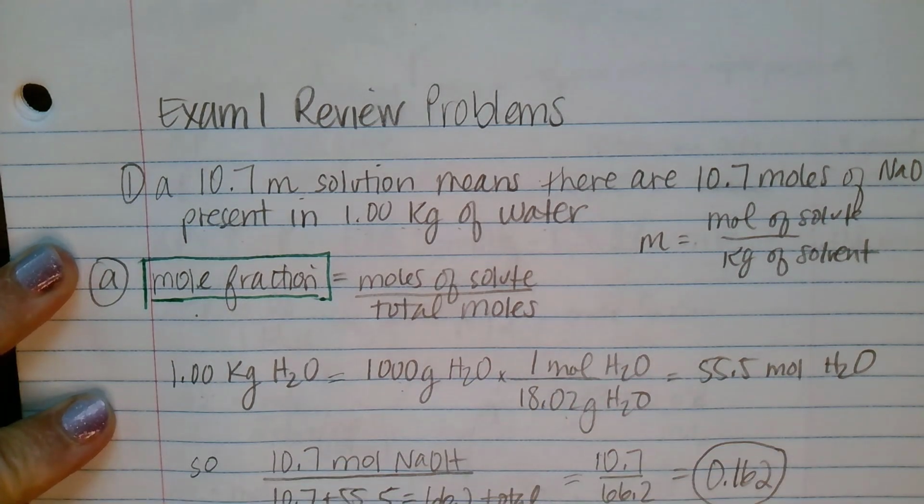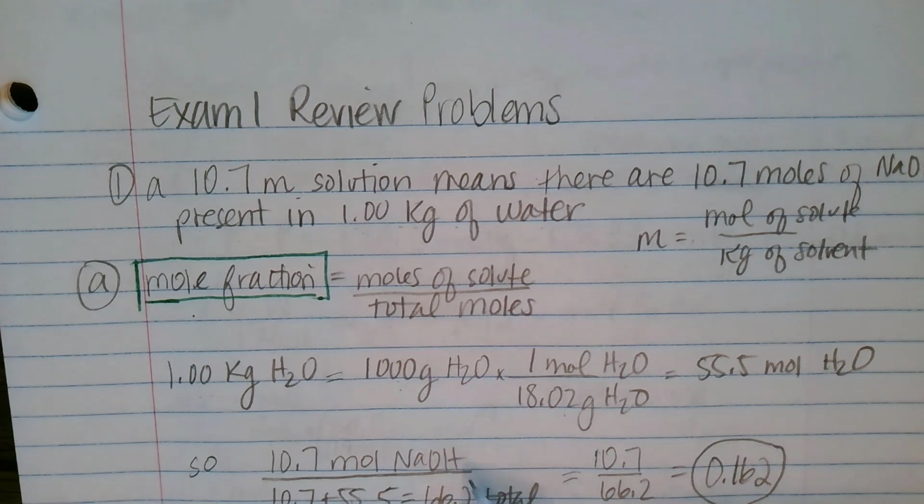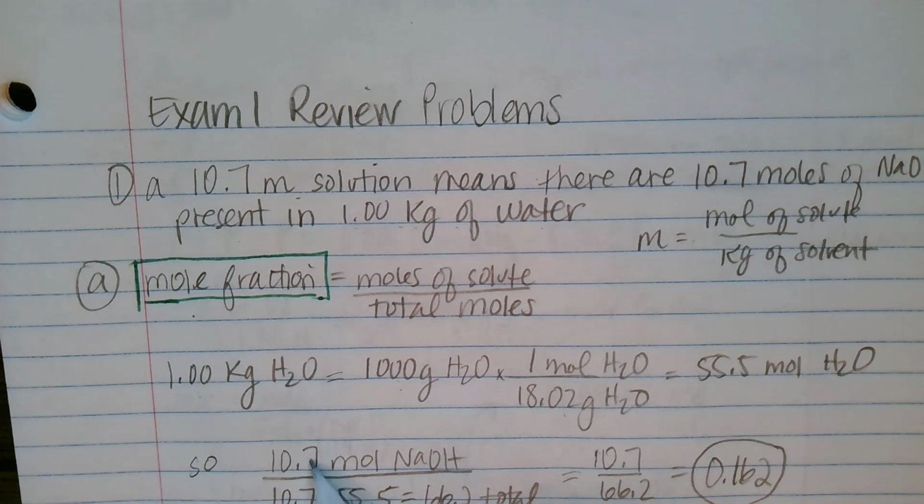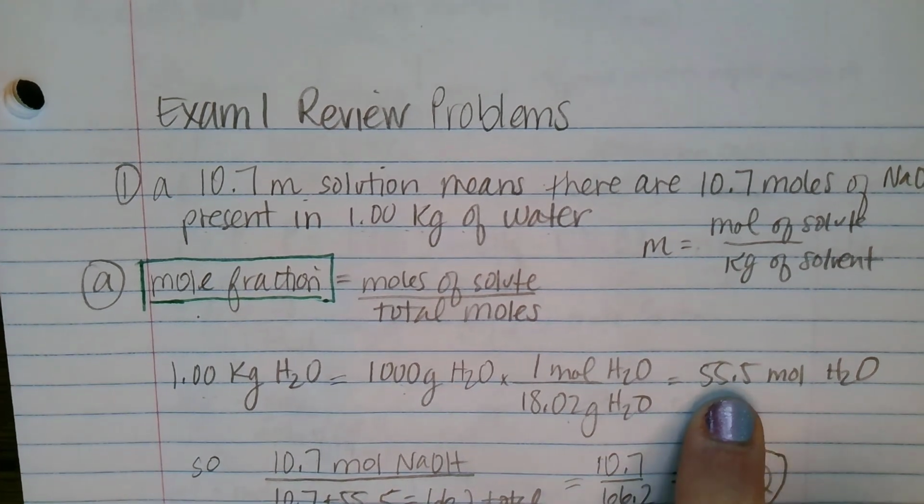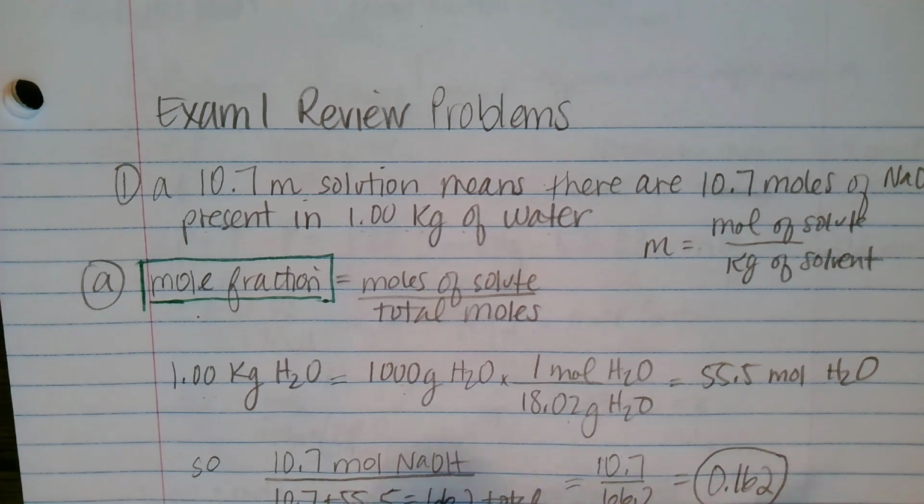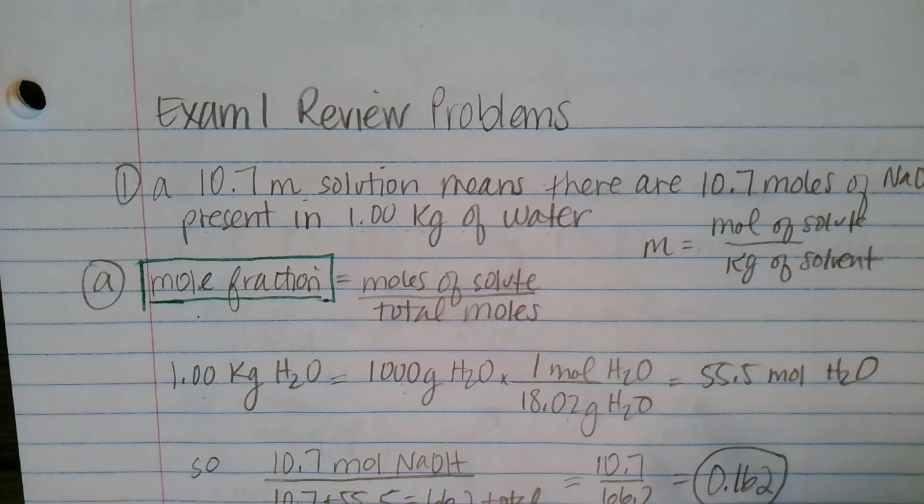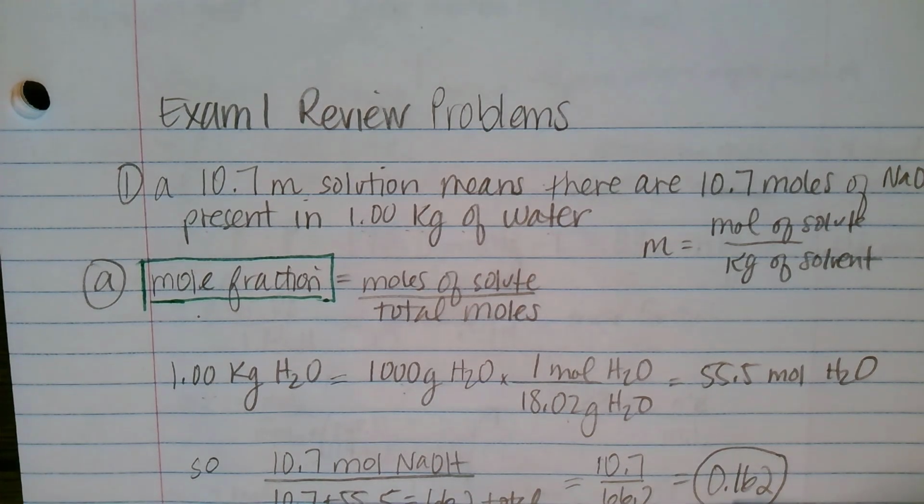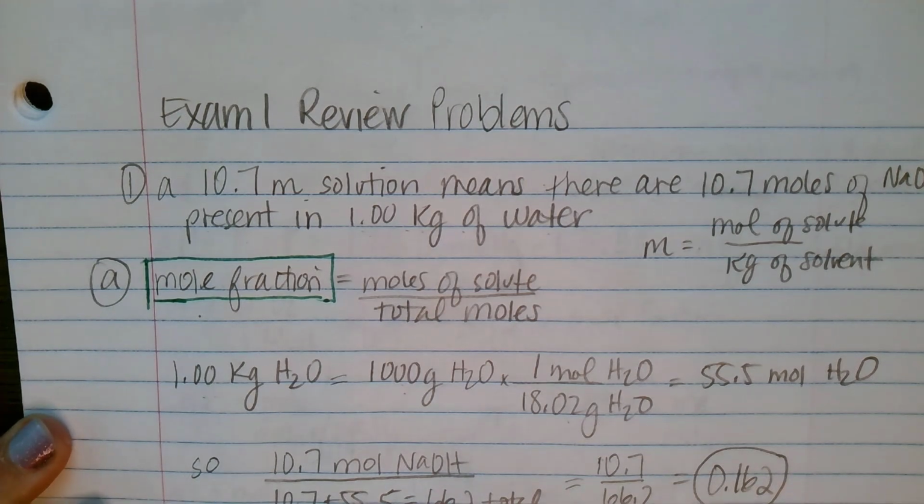Now, we just need to figure out how many total moles. I know how many moles of solute I have. Then I just need to do solute plus the water to get the total moles. So 55.5 plus the 10.7 to get 66.2. So our mole fraction would be 10.7 divided by 66.2 to get 0.162 with 3 sig figs.